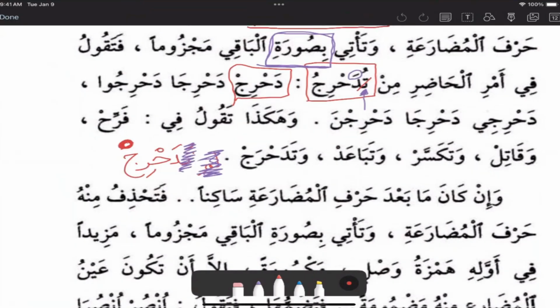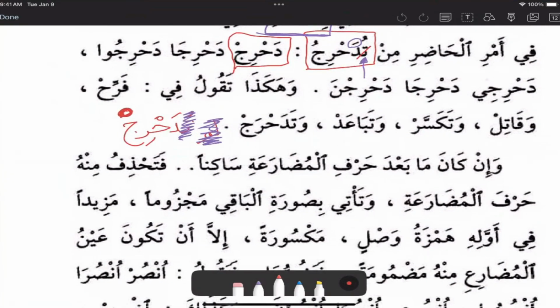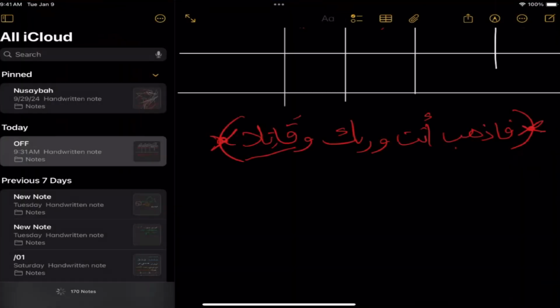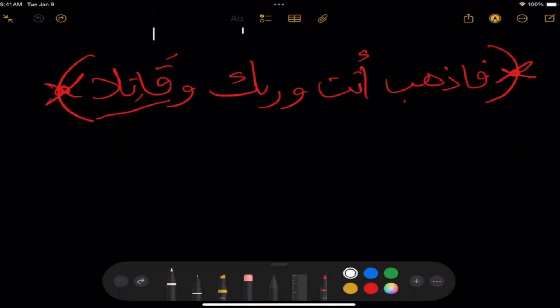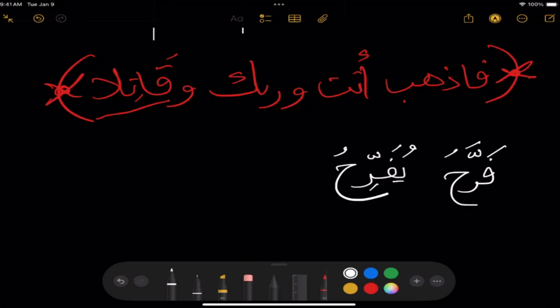What you should do for homework is take these examples: فرح, قاتل, تكسر, وتباعد, وتدحرج. Turn them from the madi to the mudari' to the command. So if it were madi, you'd say فرح. What is the mudari'? يفرح. What is the amr? فرح.